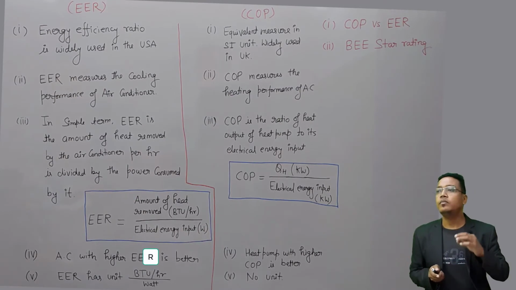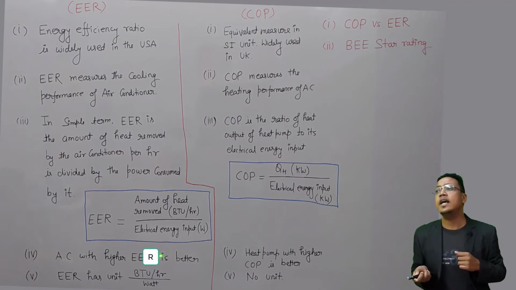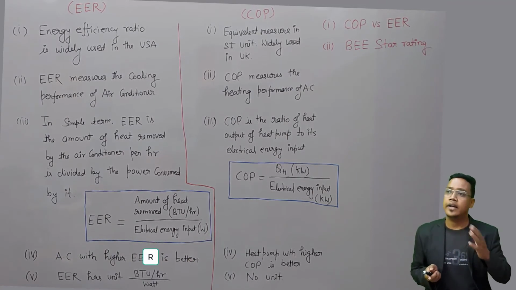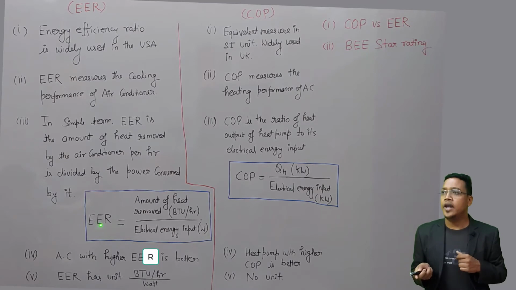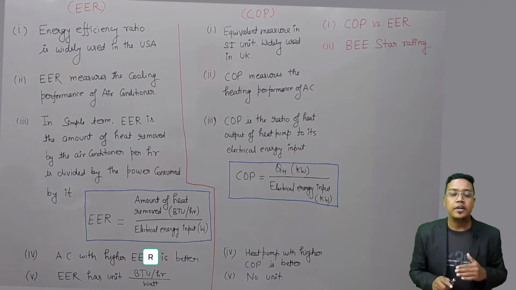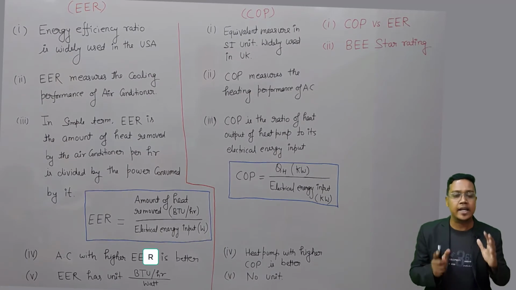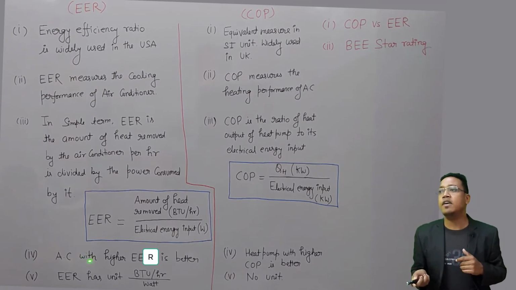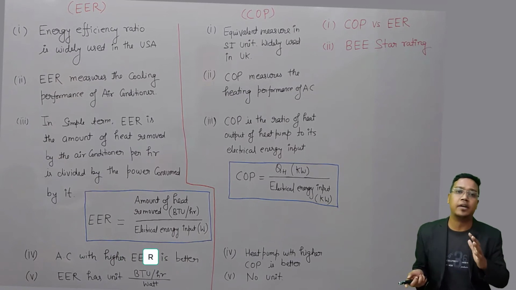Now, an AC with higher EER is better. It is already shown here. EER is inversely proportional to the electrical energy input. Now, if EER is better, then electrical energy input is lower. It means saving is more. Understood? So, an AC with higher EER is better.